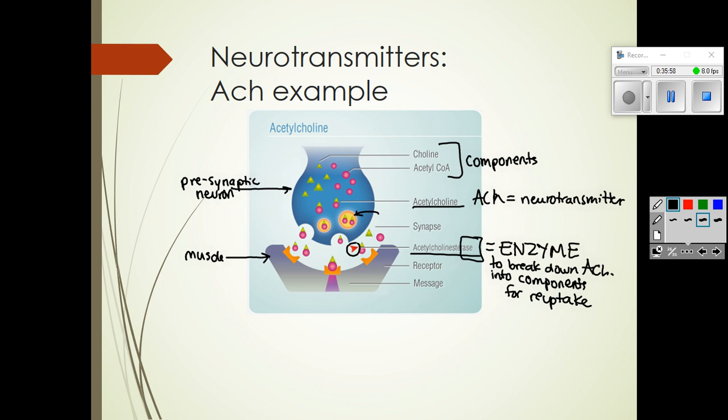Lots of drugs will affect the enzyme that's supposed to break down a neurotransmitter, and that could be the reason that a drug continues to have an effect that is a normal effect for your nervous system, but the drug enhances it or makes it last longer.